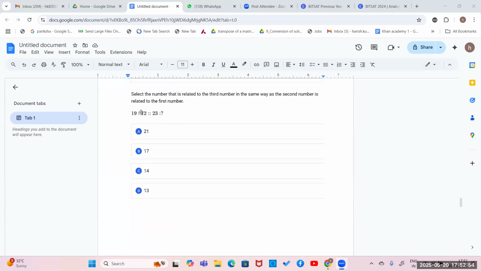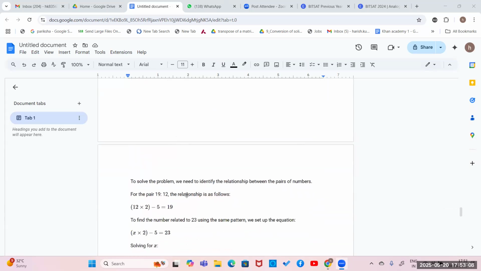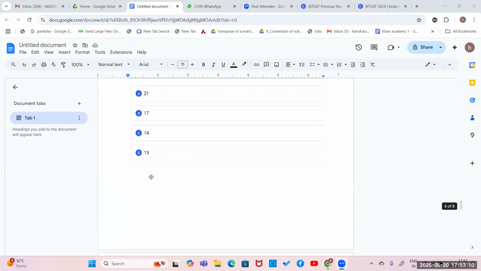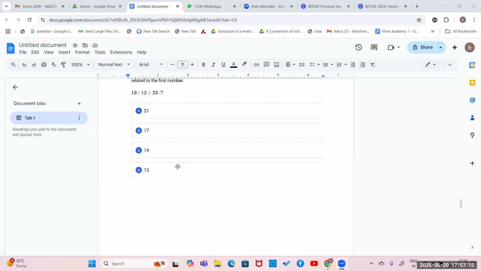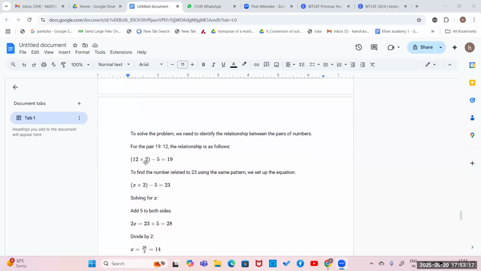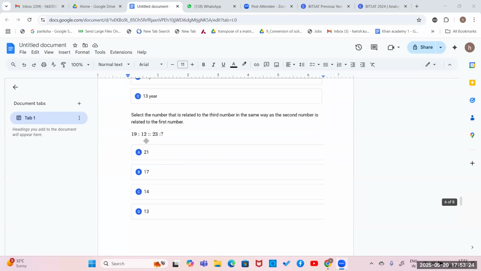From 19 to 12, and 23 to which number? 19 is related to 12, and in the same way 23 is related to which number, right? So how is 19 related to 12, guys? How do you get 12 from 19? In other words, I can get 12 from 19 by adding 5 to it, and dividing.